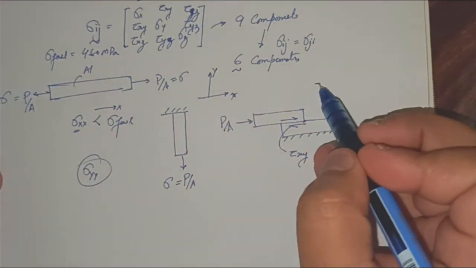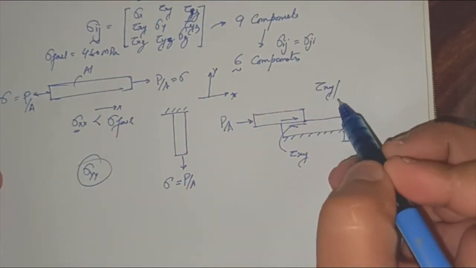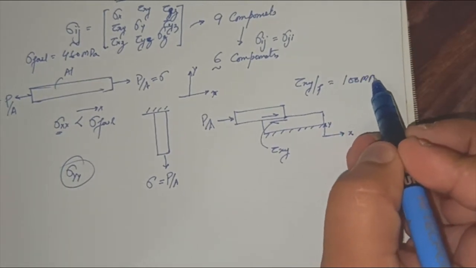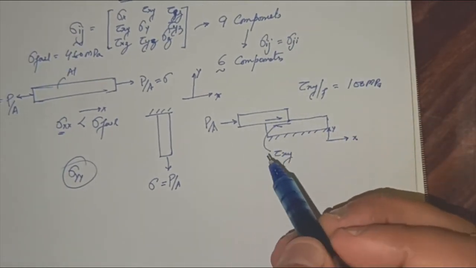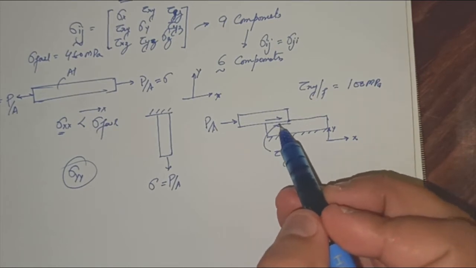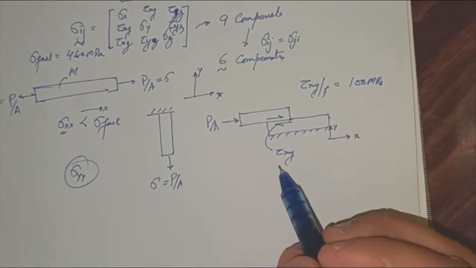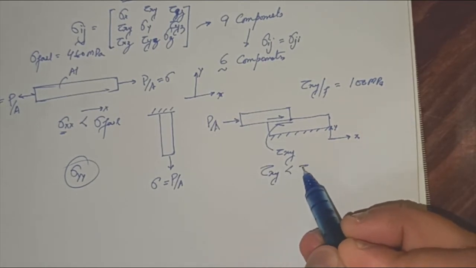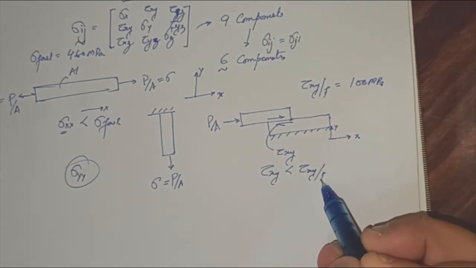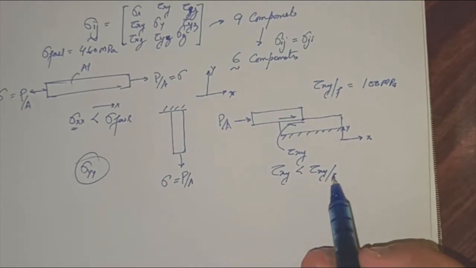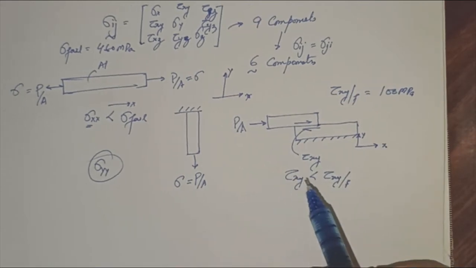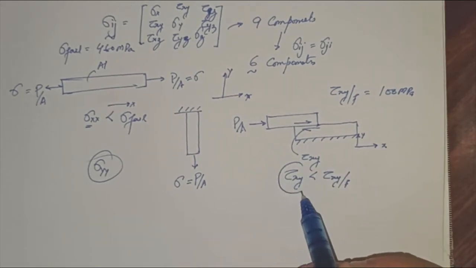If my failure strength here is 100 MPa, that means the strength of the bond is 100 MPa, then my shear stress should be smaller than this bond failure strength. If it becomes greater, then this bond will fail. So what comes here again? A stress tensor component.